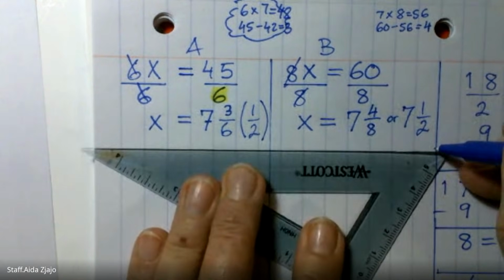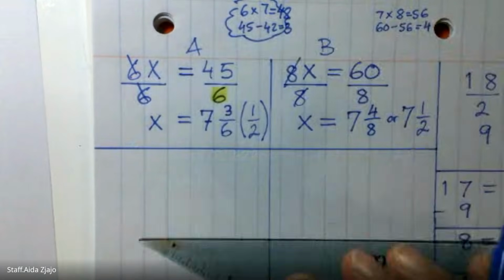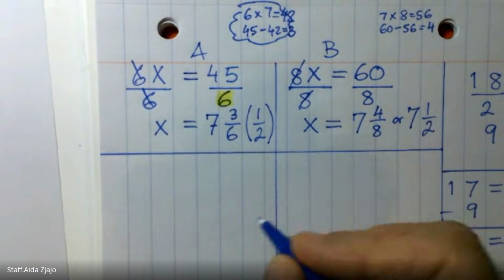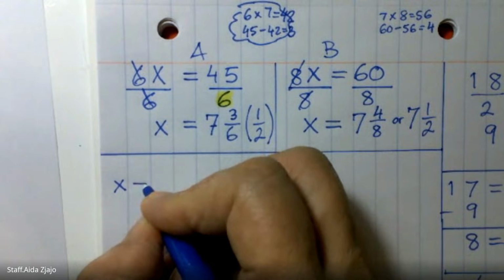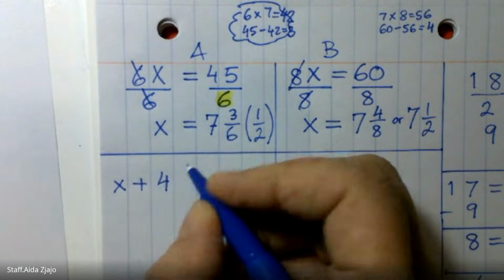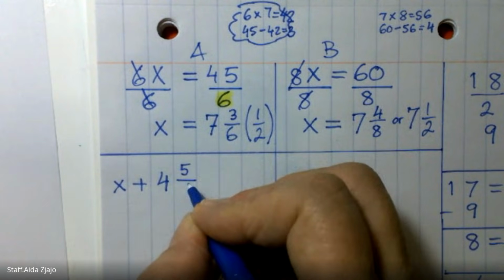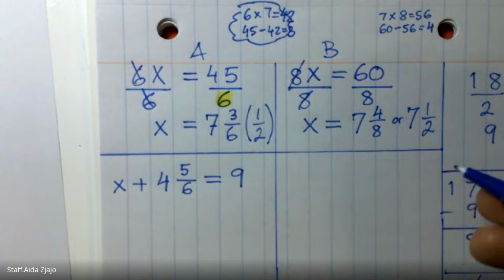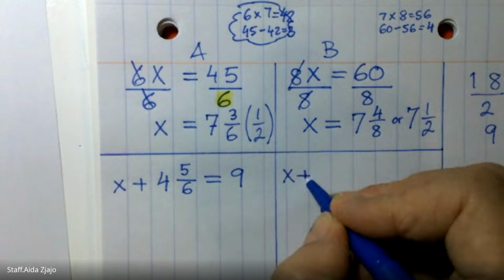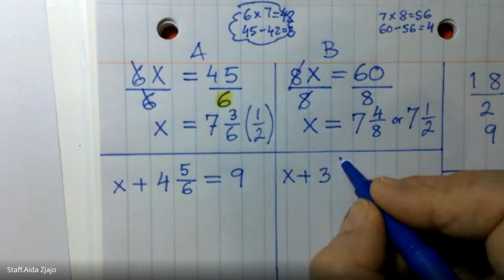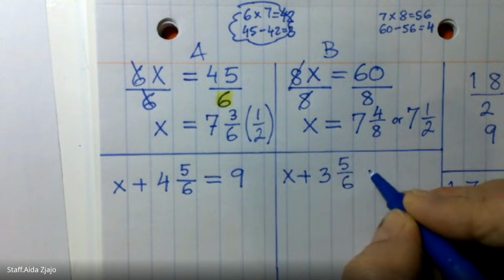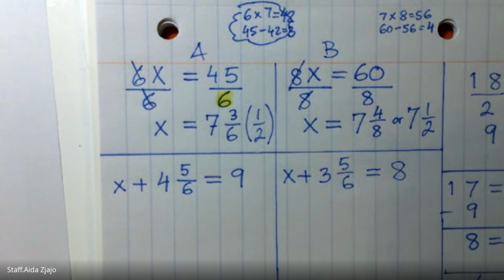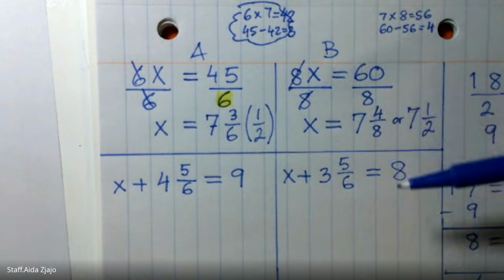Okay, I'm going to underline this. Let's see, the next one is x plus 4 wholes and 5/6 is the same as 9, and then x plus 3 and 5/6 must equal 8. So we can think about this logically.